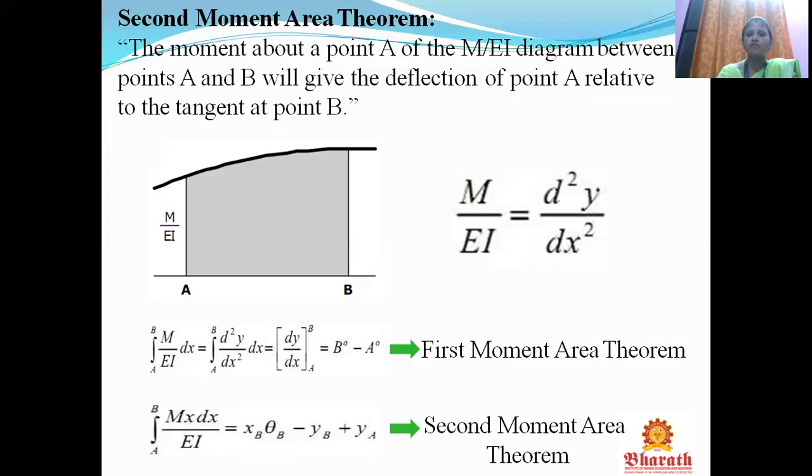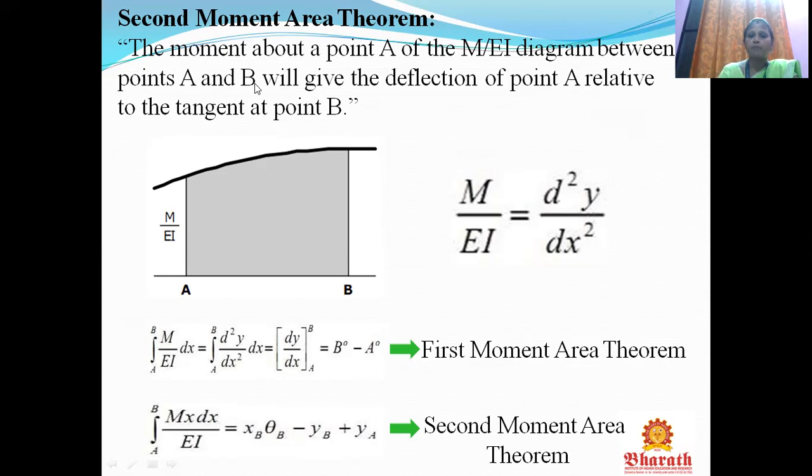So if you come to the second moment area theorem, see the picture, they are taking a particular section for moment at x. If you are considering a moment at x, that is from A to B. The moment about A is taken as the M by EI diagram. That is, points A and B will give a deflection at point A to the tangent at point B. The equation they are using is M by EI is equal to d square y by dx square, which is the bending moment equation.